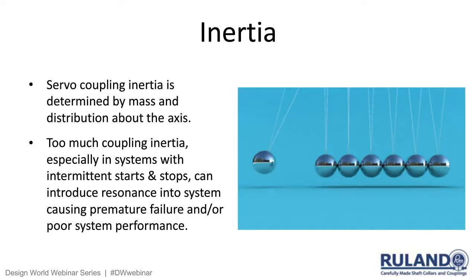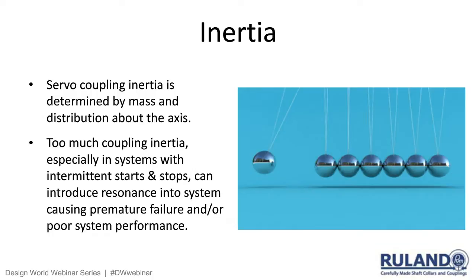Inertia. Again, we talked about servo coupling inertia determined by mass and distribution about the axis. Too much coupling inertia, especially in systems with intermittent starts and stops, can introduce resonance into the system, causing premature failure and or poor system performance. The standard material in all of our flexible couplings for the hubs is aluminum. And again, that's to keep the weight down, to keep the inertia low.